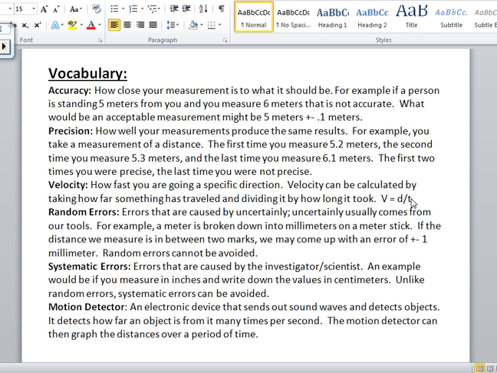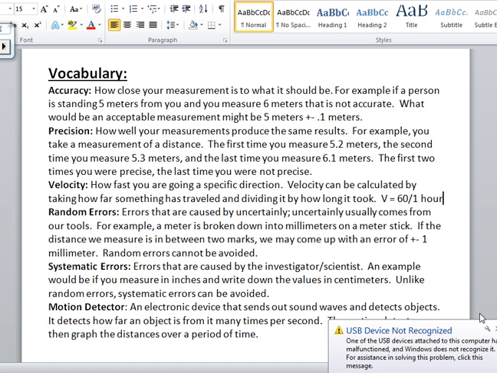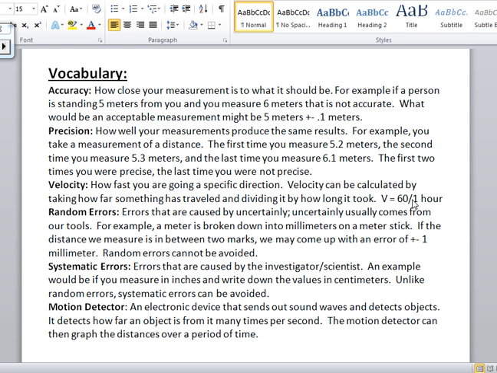And typically in the United States, we use miles per hour, especially when we're driving in our car. So let's say if we want to figure out our velocity and we go 60 miles, and we do that in 1 hour, what we would actually say is our velocity is 60 miles per hour, and then give the certain direction.